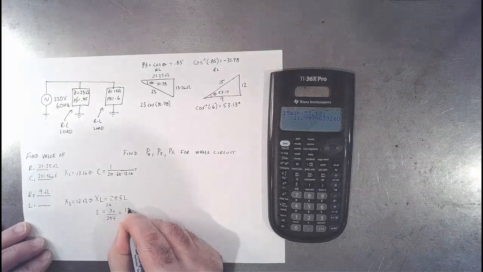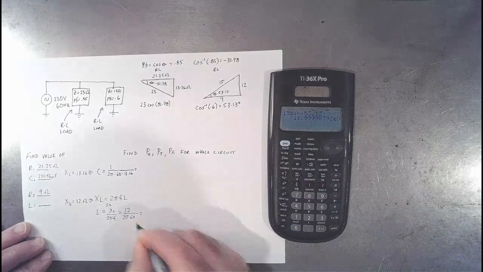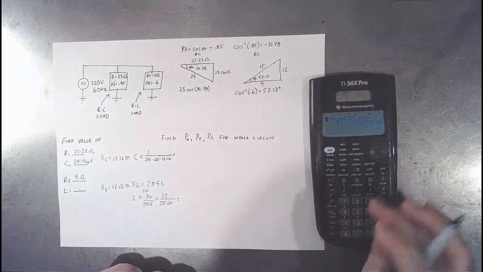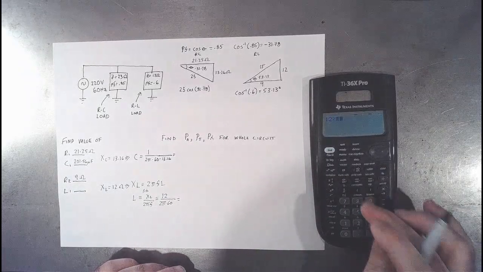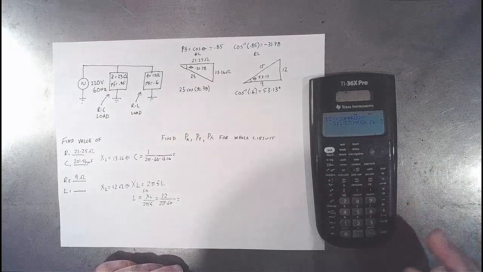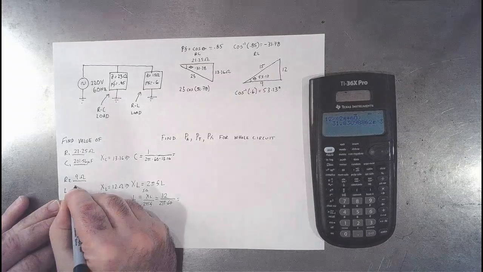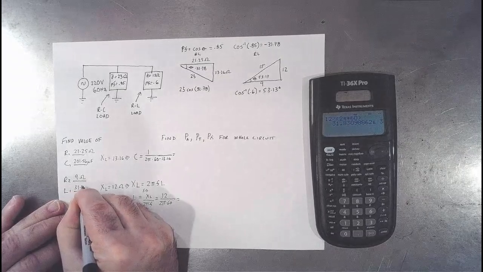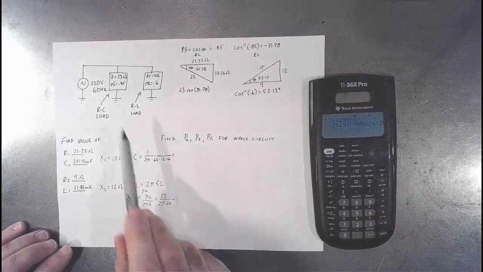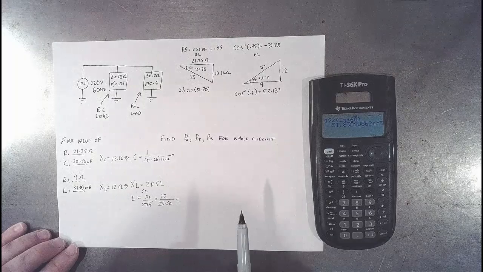So that's going to be 12 divided by 2 pi times 60. Let's see what we get. Sorry for that glare there. 12 divided by 2 pi times 60, and that is 31.83 millihenries. Great. So we now know all of the components in our RC load and our RL load.